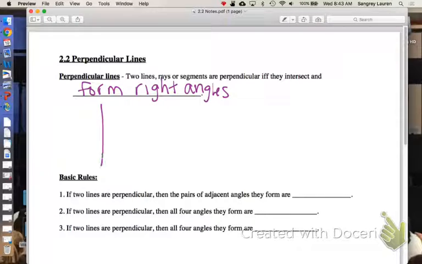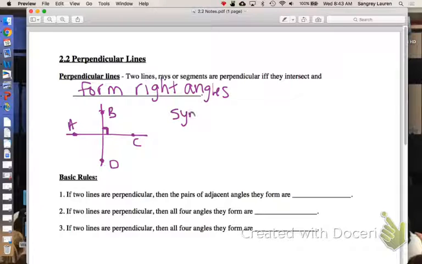So let's draw 2 intersecting segments. I'm going to put some points here. Say A, B, C, and D. Now, we know that if we see right angles, we use the little box, the little square inside of the angle. So when you look at this picture, you know that we are forming right angles here.